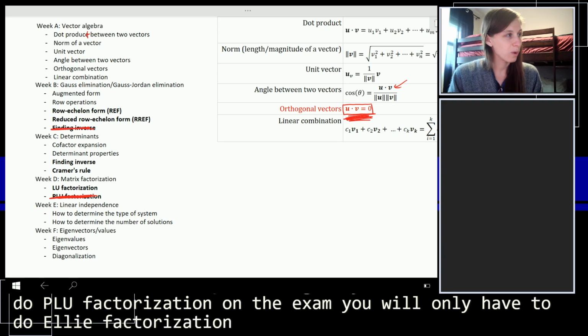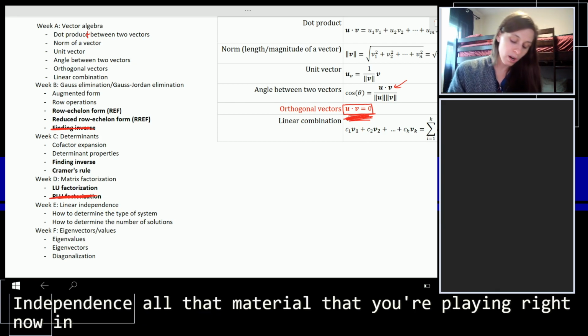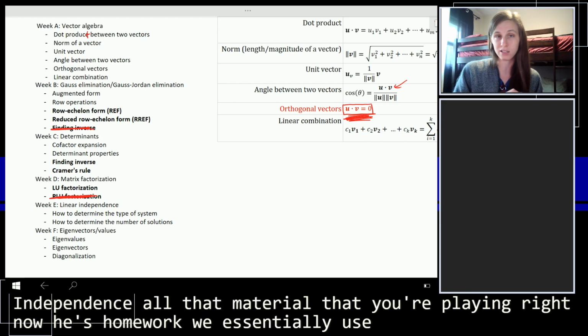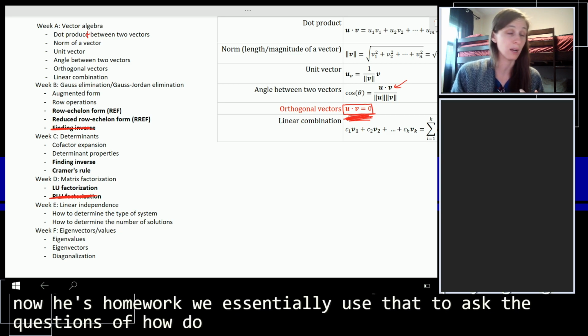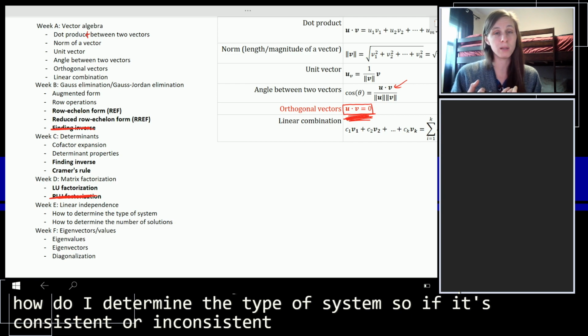And then next, we did linear independence, all that material that you're applying right now in your homework. We essentially use that to ask the questions of how do I determine the type of system, so if it's consistent or inconsistent, and how do I determine the number of solutions.